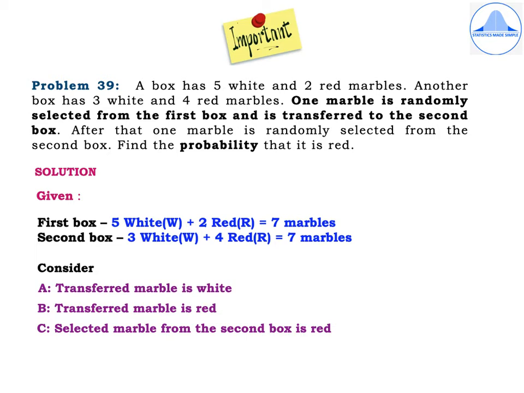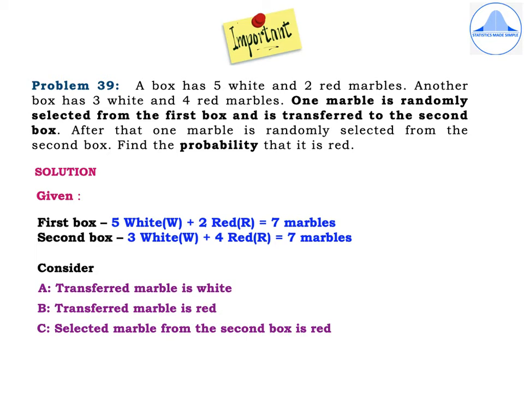Now there are only two colors in both the boxes, that is you have white and red colored marbles, and you are transferring only from the first box into the second box. So first we should define event A as transferred marble is white and event B is transferred marble is red. Suppose there were three colors, then you will have one more event for the third color.